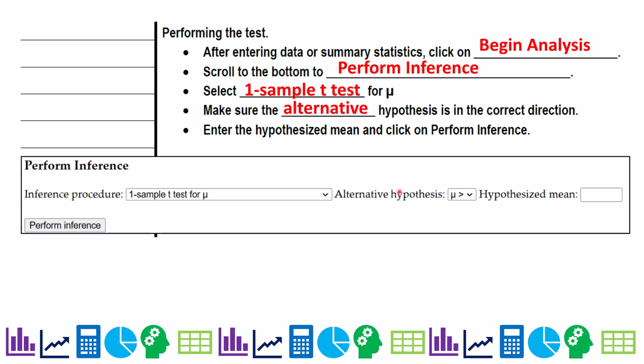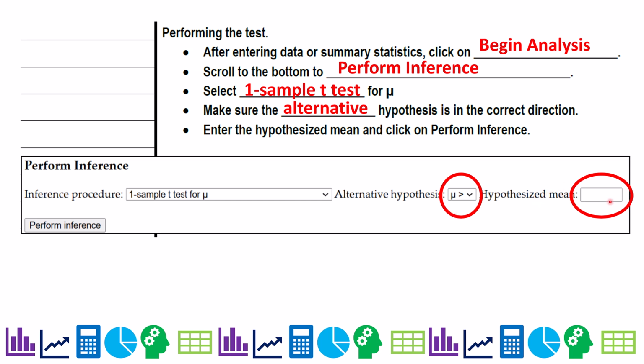Make sure that the alternative hypothesis is in the correct direction, because there are 3 options here. It can be greater than, it can be less than, it can be not equals to. So make sure whatever this is matches your hypothesis. So if you're getting the right test statistic, but the wrong p-value, it's because this is wrong. All right, so make sure that's correct, and then put in your hypothesized mean.